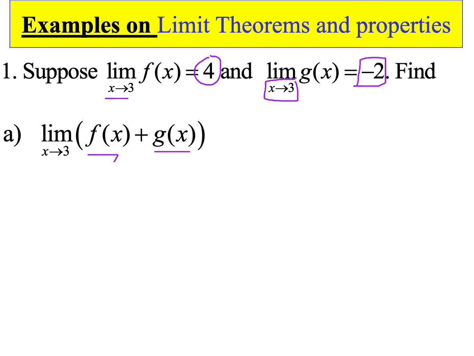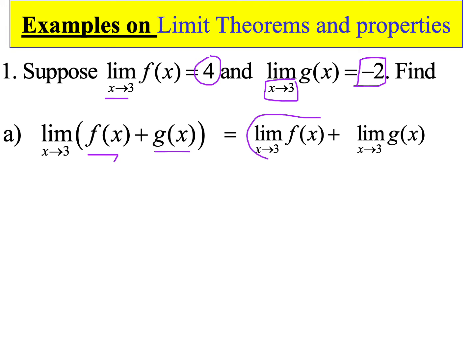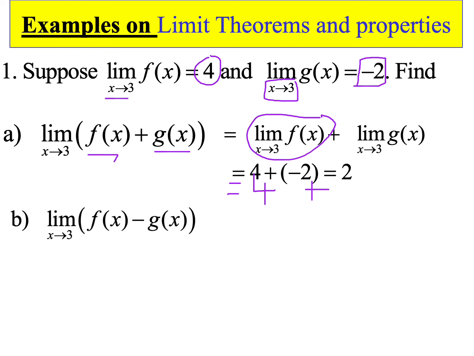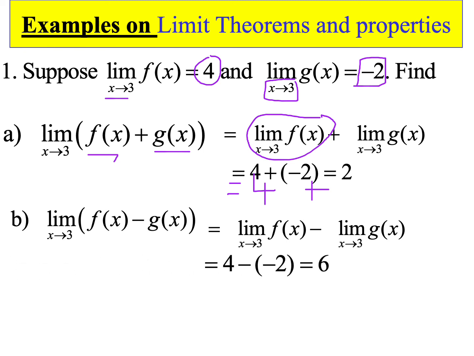So how can I find the limit when x approaches 3 for the function f of x plus the function g of x? In this case, we will find the limit of f alone and the limit of g alone. And we know that the limit of f exists and equals 4, because if the limit does not exist, we cannot add does not exist with something else. And the limit for the function g, we know, is -2. So when we add them, we get 2. Another example, f of x minus g of x. We will do the same. We subtract the values, so we get 6.